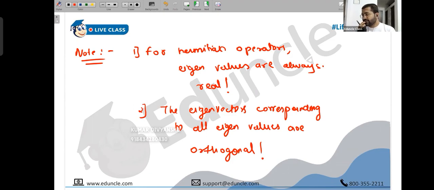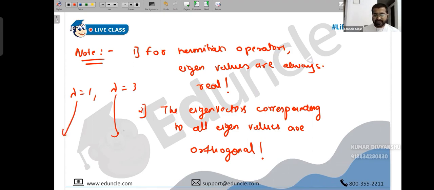But no, if two eigenvectors. Okay, sorry. You are telling me basically if you have a lambda equals 1 and a lambda equals 3, and you calculate this eigenvector and this eigenvector, then they should not match. That's what you are saying.